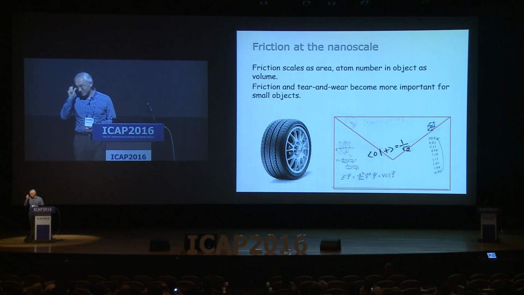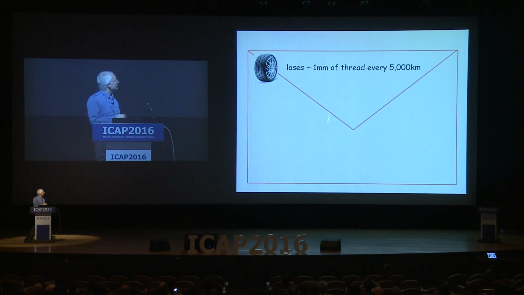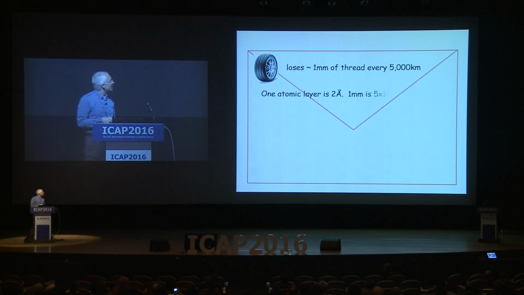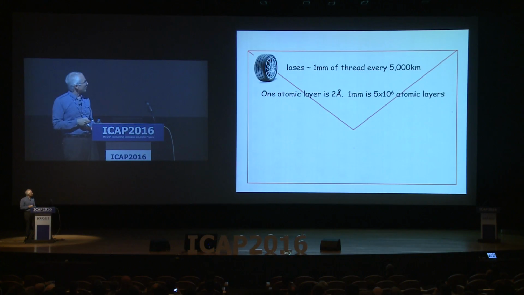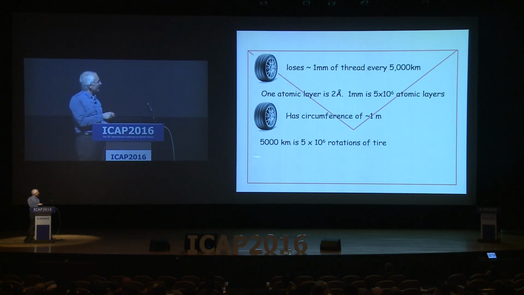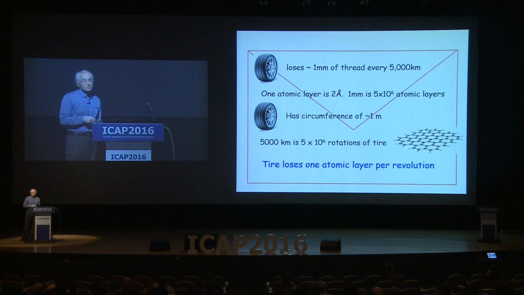To maybe bring this point back to you, let's examine a simple problem that we can do with a back of the envelope analysis. Let's imagine a tire rolling on a surface. Your car loses, let's say, maybe a millimeter of tread every 5,000 kilometers or so when you drive it. An atomic layer, let's say, is 2 angstrom. That means 1 millimeter of tread is about 5 million atomic layers per 5,000 kilometers. Let's estimate that the car tire has a circumference of 1 meter. So 5,000 kilometers is 5 million rotations of the tire, which means that a tire loses about 1 atomic layer per revolution. Okay, and this is only rolling friction.